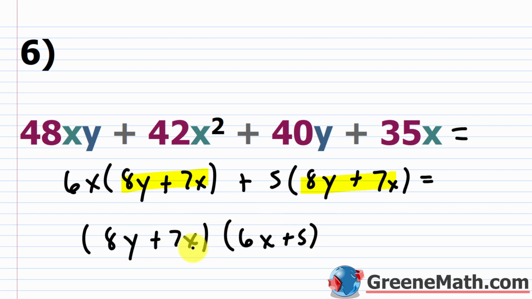Again, always check for additional factoring, see if you missed anything. We don't see anything, so our quantity 8y plus 7x times our quantity 6x plus 5 is the answer.